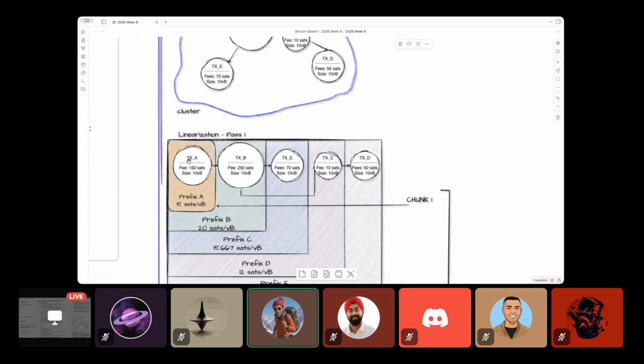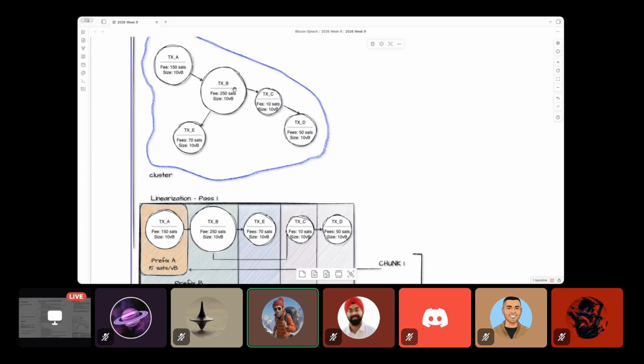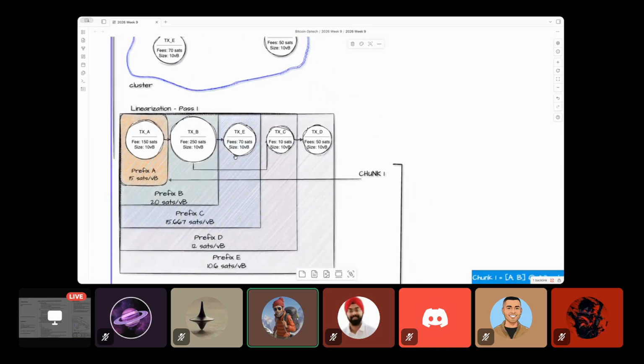Tx always comes before A, and A always comes before B. B always comes before E, C, and D, because as you can see, B is the parent for both C and E. So B is always before E and C. Of course, E can come after C or before C. It doesn't matter because E and C are not related to each other. And C should always come before D. What I'm trying to say is, in this linearization process, you can flip E and C.